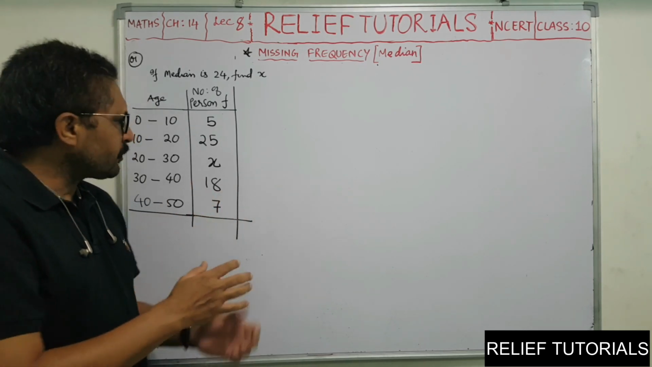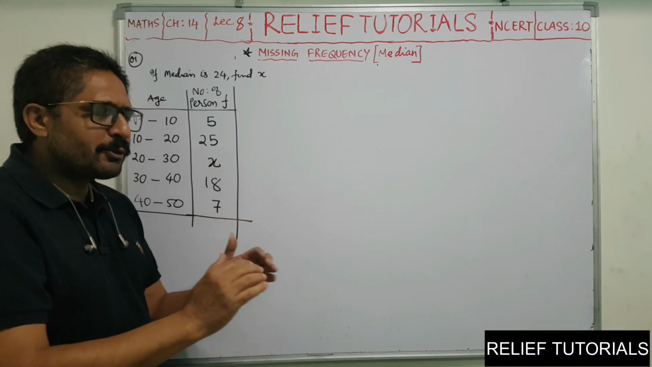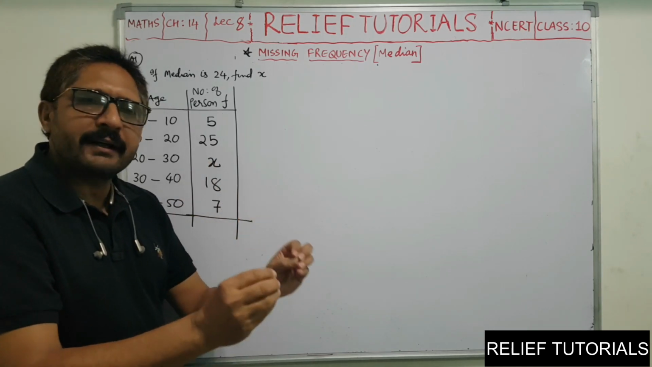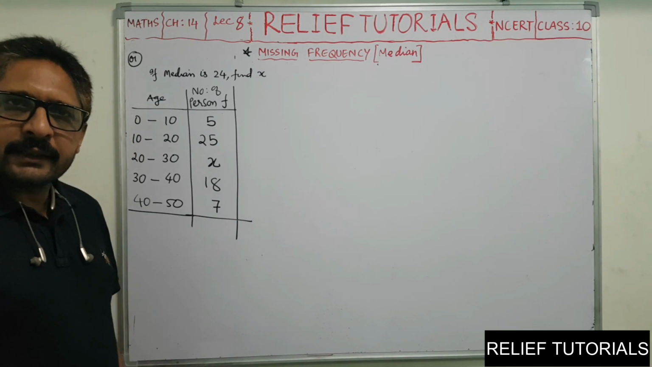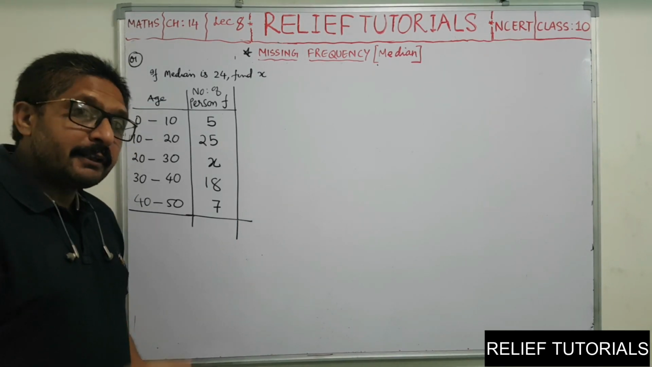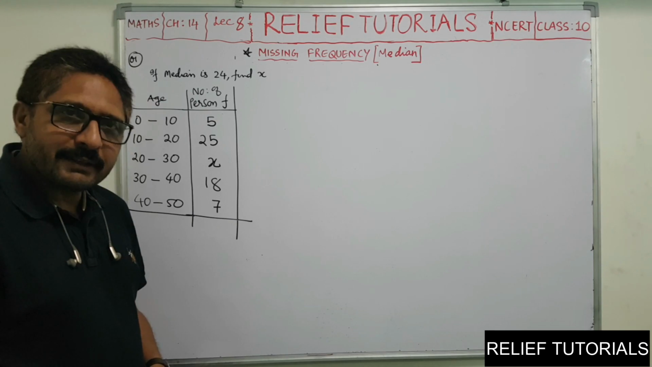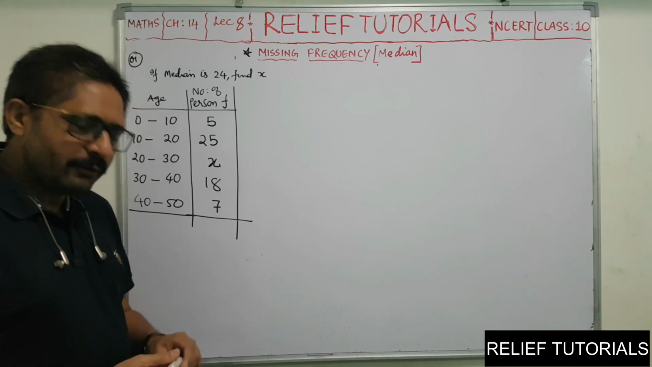Just forget about that. Here the frequency is not given. Just play your natural game. Try to find the median. In case of the median, you know that we require cumulative frequency. So we will find the cumulative frequency.